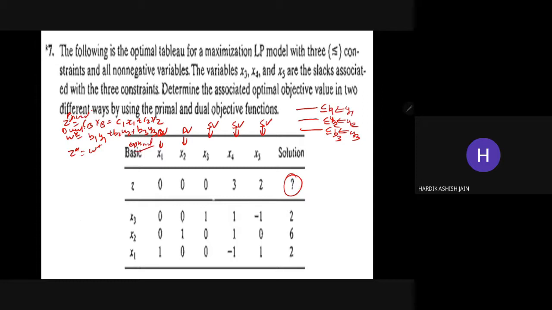From the optimal table we can judge the values of x1, x2 as 6 and 2. And now what is the value of y1, y2, y3? Where do we have the value of y1, y2, y3? From the table, if all the constraints are of less than type, this is where we have the values of y1, y2, y3.